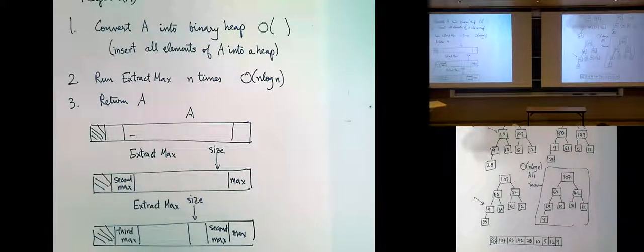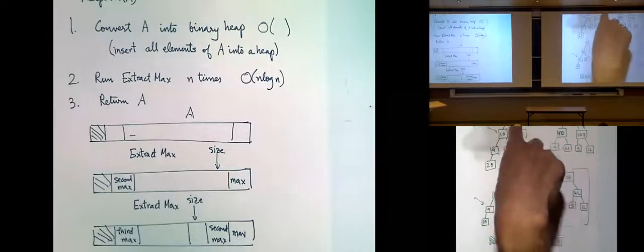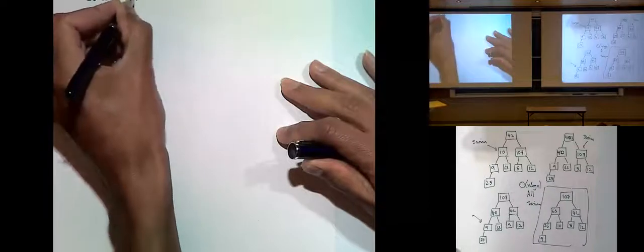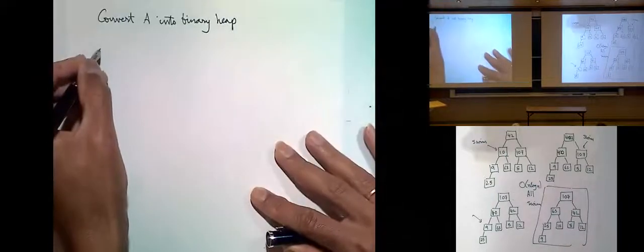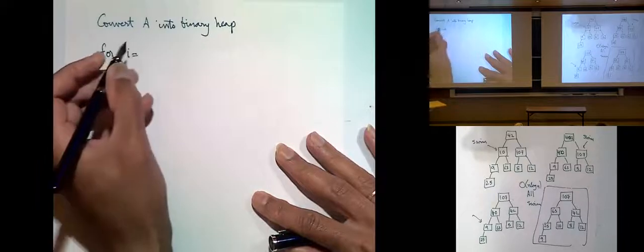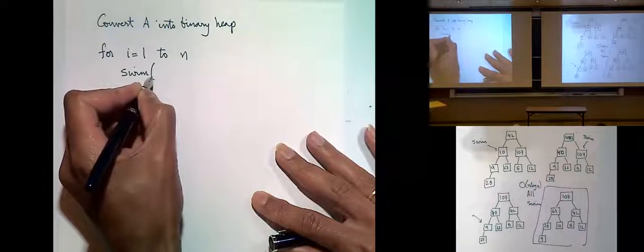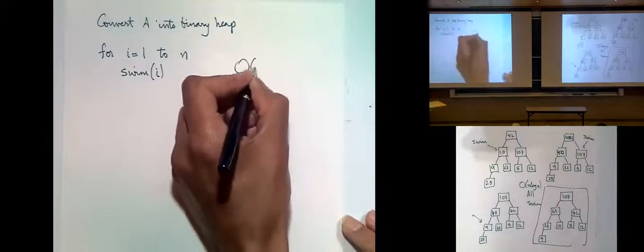No. Okay, so as if that wasn't complicated enough, now I have the real complicated thing to tell you. This process, how do you convert A into a binary heap? Right, so what we did is we called swim everywhere in order. Okay, so let me write that down. Convert A into a binary heap. What we did was for i going from 1 to n, we called swim of i. So this takes O of n log n time.